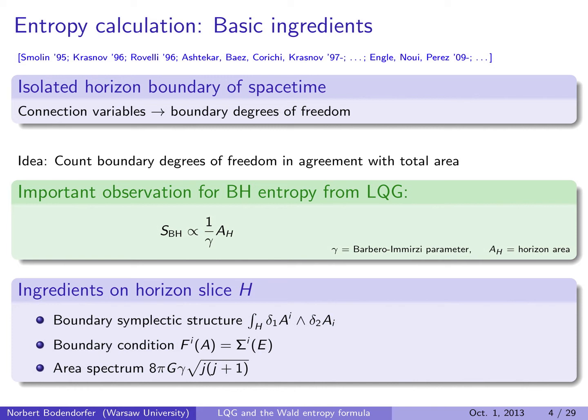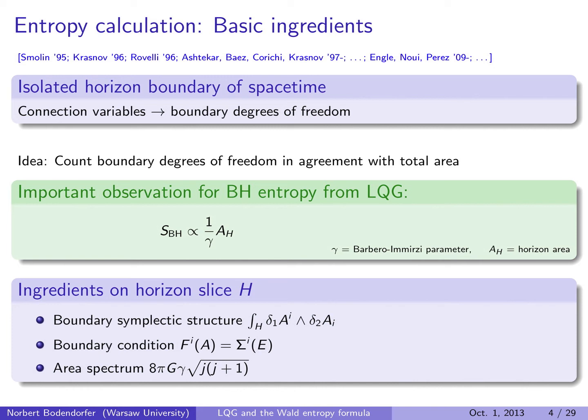Now, there has been some recent work in obtaining the expected prefactor 1/4 in front of the area, and I will comment on this later on. In order to derive this result in the green box, several key ingredients are needed. These ingredients are formulated on a spatial slice of this horizon, which we call H in this talk.